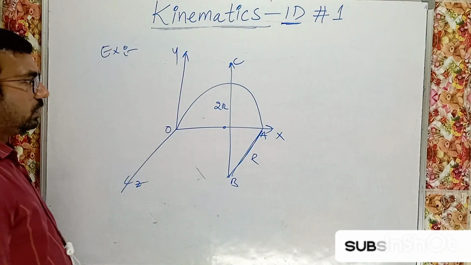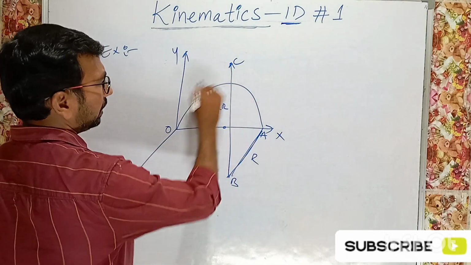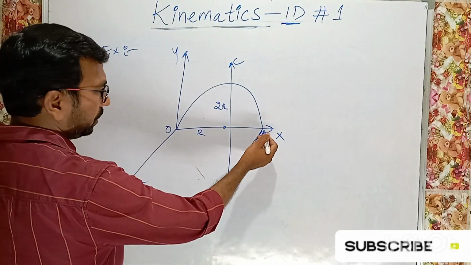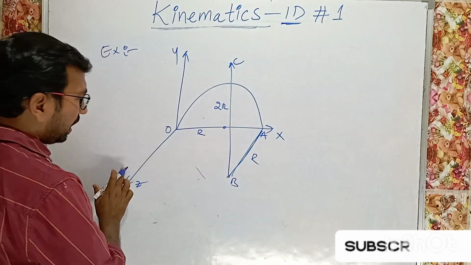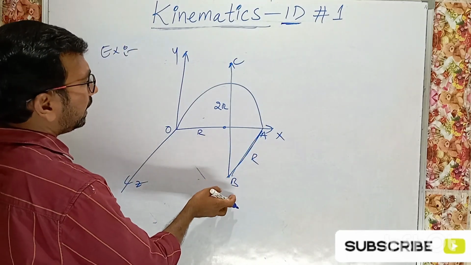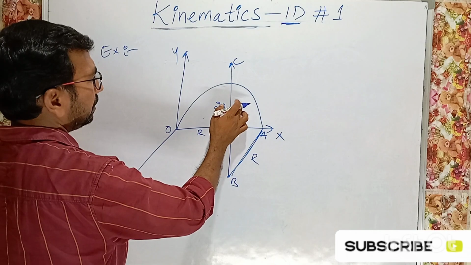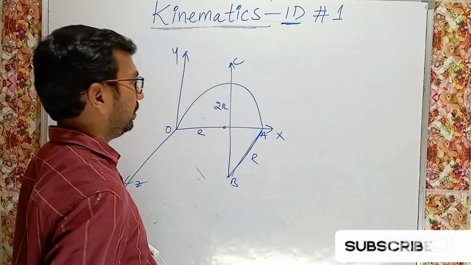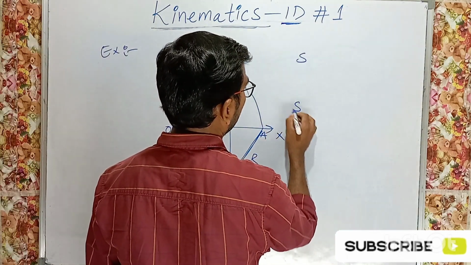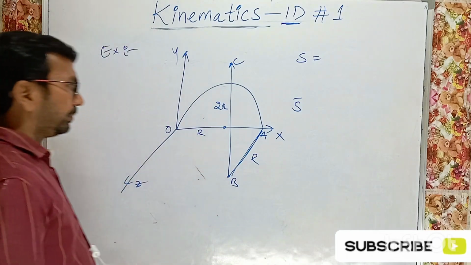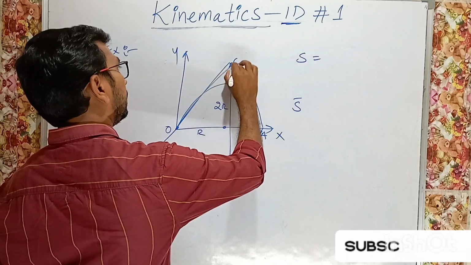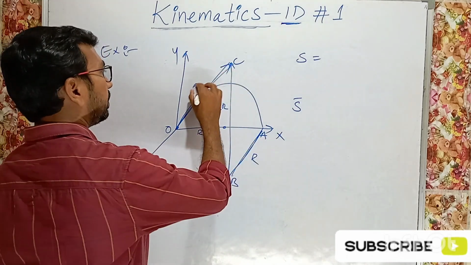Okay. So once again, this is the question. O to A is a semicircular path of radius R, and A to B is parallel to the z-axis, moving a distance r, and B to C is parallel to the y-axis, covering a distance of 2r. So in this case you can find both the distance and the displacement. Displacement means the shortest path; this path is the displacement.